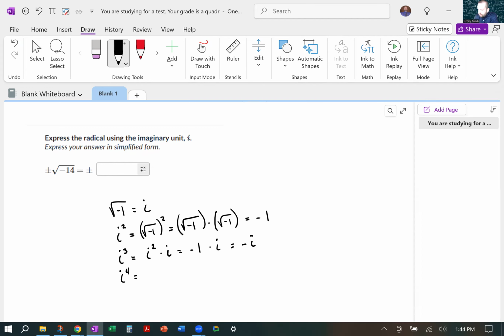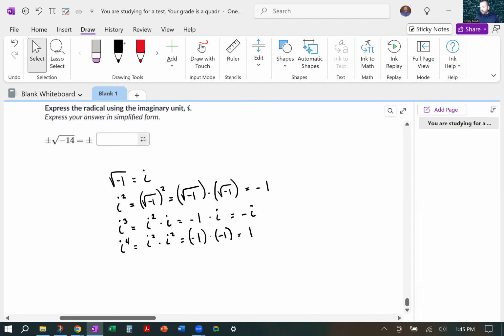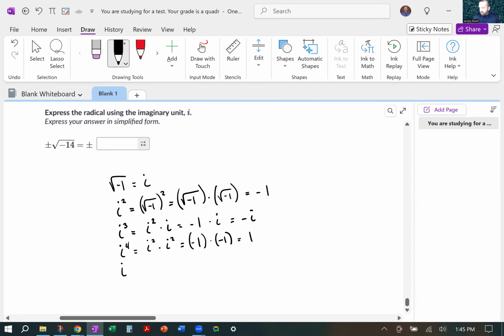I to the 4th is next. That's I squared times I squared. And I squared is -1 times -1. And that equals +1. So now let's take a look at I to the 5th. And these will help you with all of these problems. Probably should have started this before I even put this sample problem on here, but that's okay. So I to the 4th times I is I to the 5th. We just found out I to the 4th is 1, and I is just I.